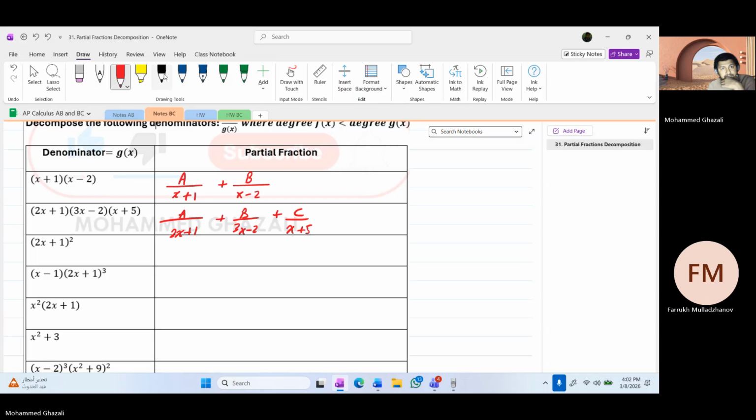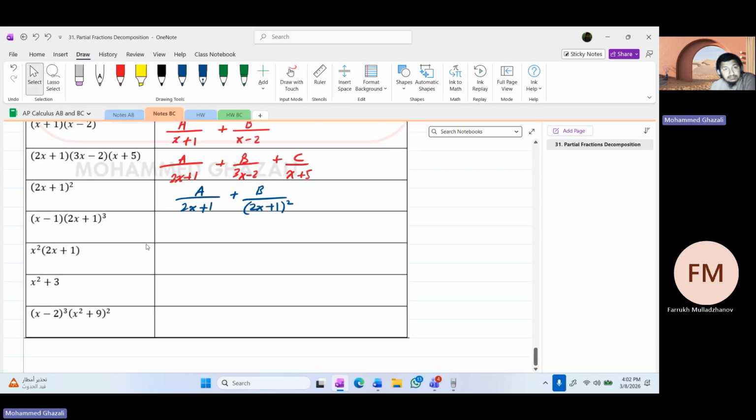Do the next one. It's a repeated linear factor. So it's going to be a over 2x plus 1, good, plus b over 2x plus 1 squared. Yeah, do the next one. I mixed it up here. So it's a over x minus 1. Good. And now focus on this.